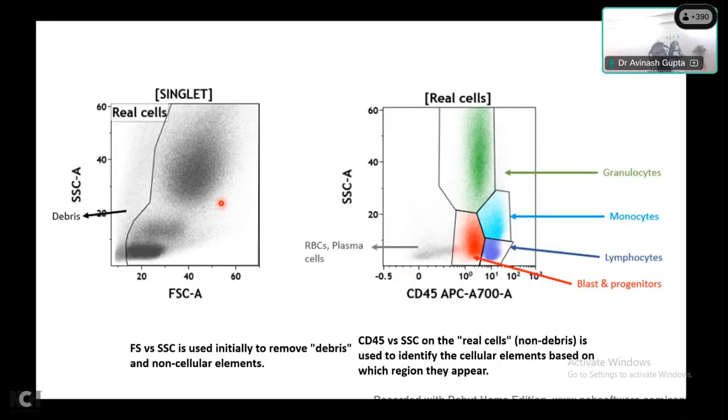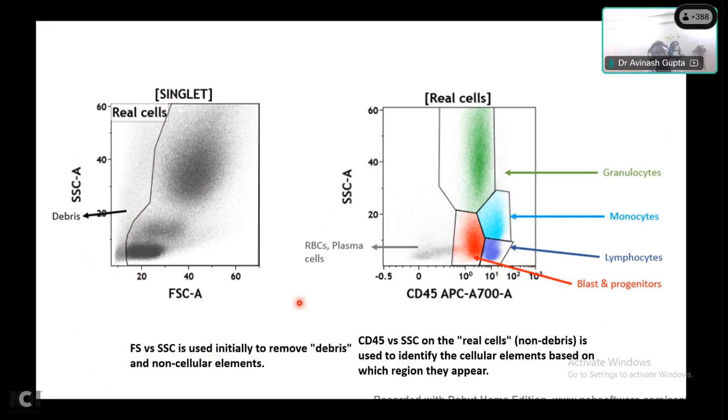And after getting the singlet population, the population which is having low forward scatter but high side scatter is usually the dead cells. So you will remove all these dead cells and debris, and what you will collect, you will create this gate. I labeled it as real cells, and then further you are going to plot all this population on the CD45 versus side scatter plot.